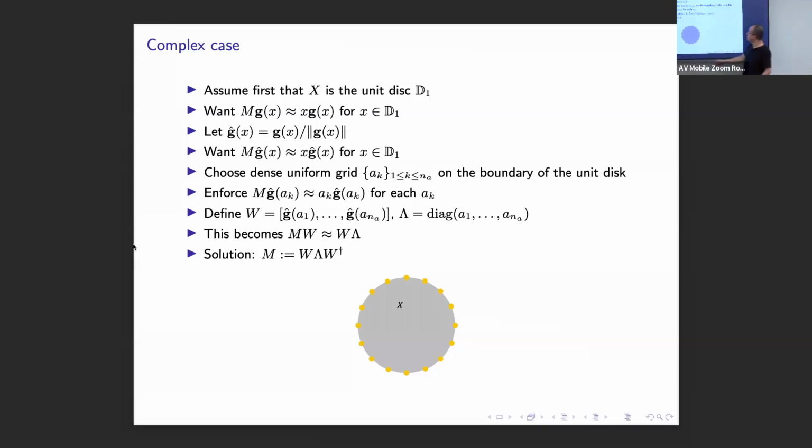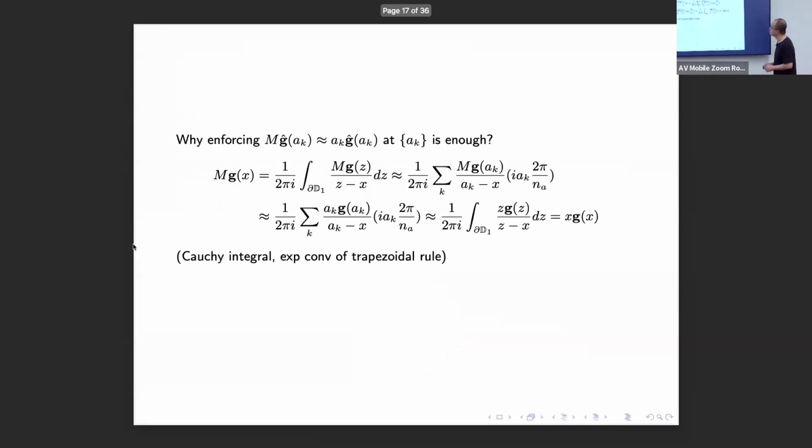Now, one thing I need to tell you is that these yellow points correspond to a uniform grid on the boundary of the disk. We want to enforce this condition everywhere on the disk, but we end up only enforcing it on a grid on the boundary. Why is this sufficient?